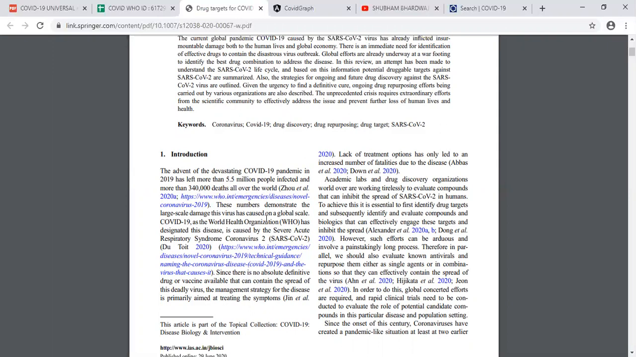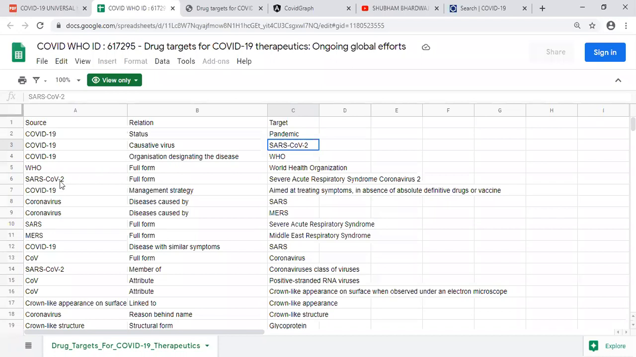Again, because the World Health Organization would be dealing with different diseases, once we have this node in our knowledge graph, we will be able to connect to all those diseases which are being referred there. And it's quite possible that we may get some important interconnections between COVID-19 and those other diseases, established through the World Health Organization node. So I add the World Health Organization node there. I add COVID-19 and WHO, and the relationship is that WHO is the organization which is designating the disease.